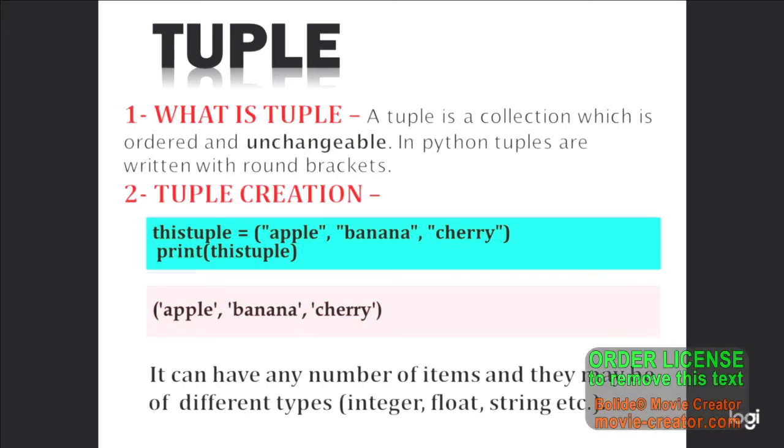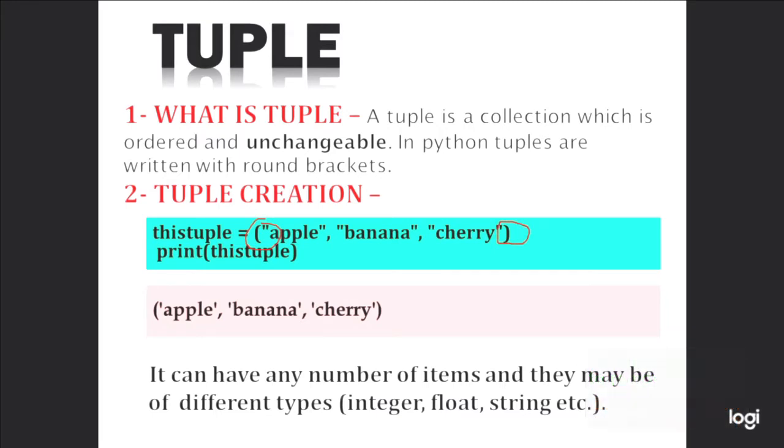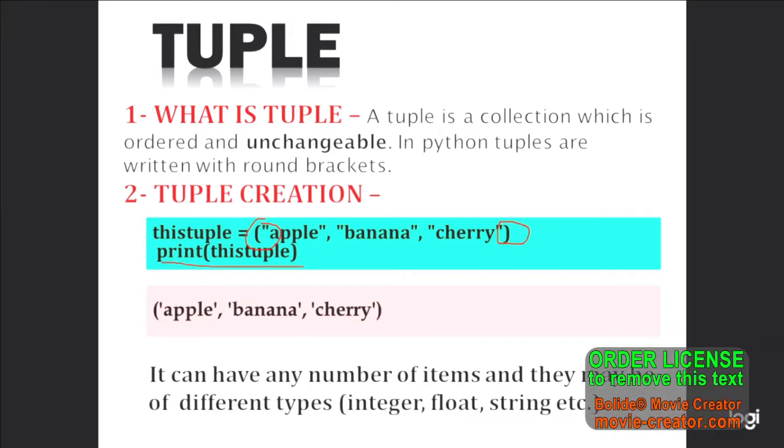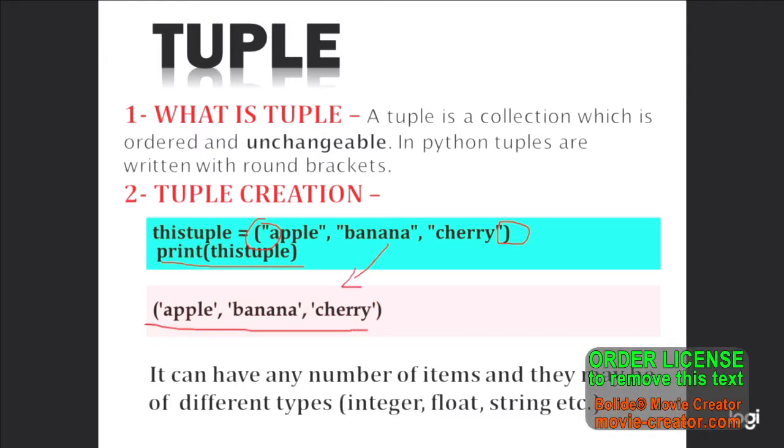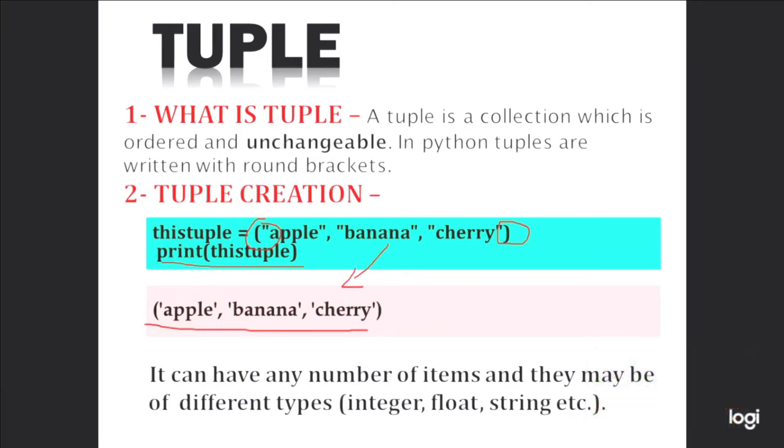The difference between tuple and list is we used square brackets to enclose list items, but in tuple to enclose data items we will use parentheses. You can see here I have used parentheses to enclose the tuple items. Now the next command is to print the tuple. You can see the output of this tuple: apple, banana, cherry.